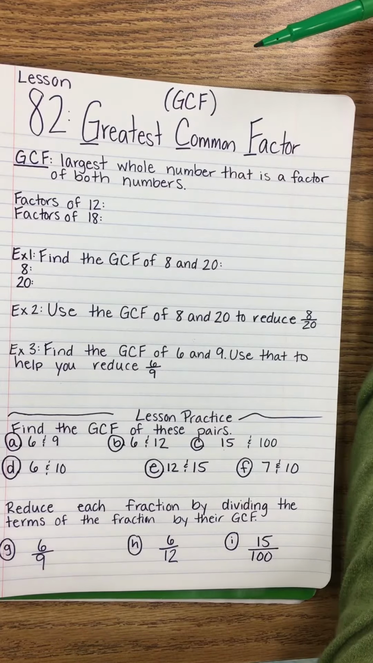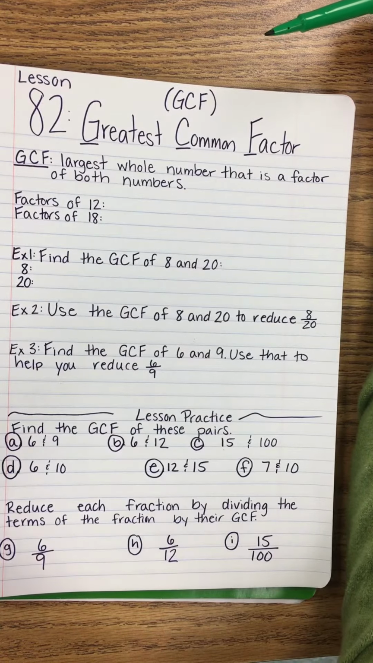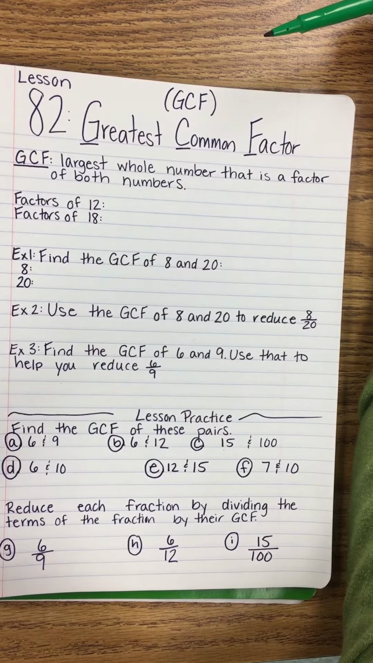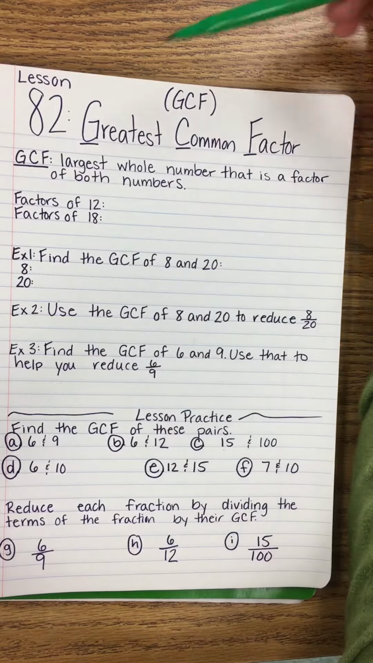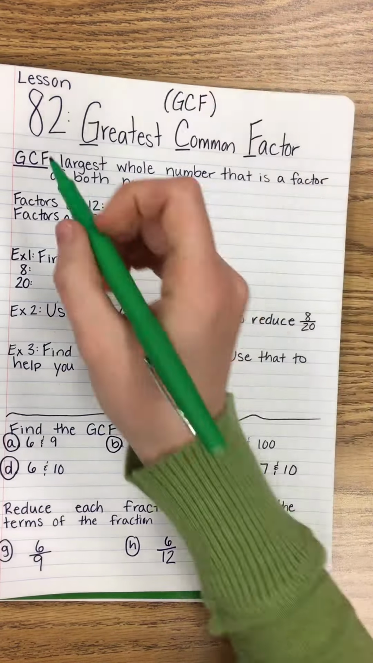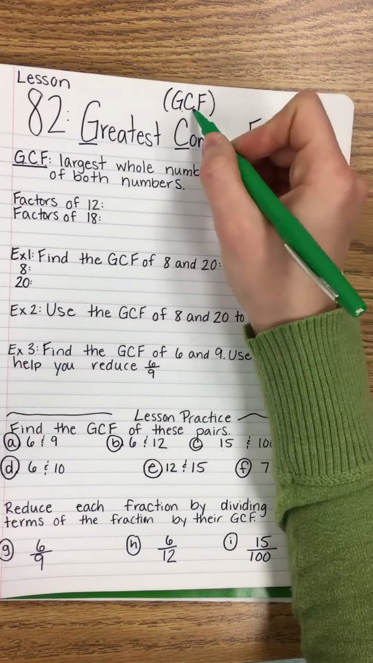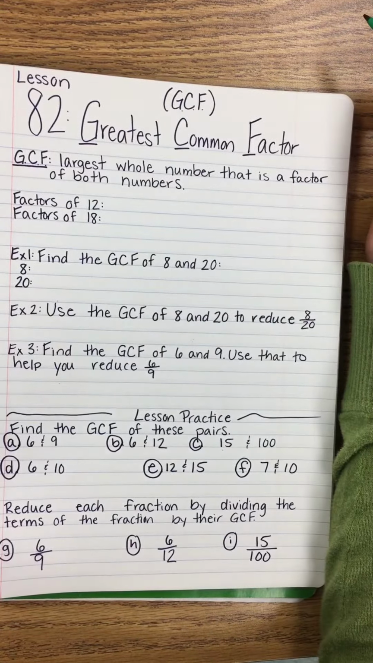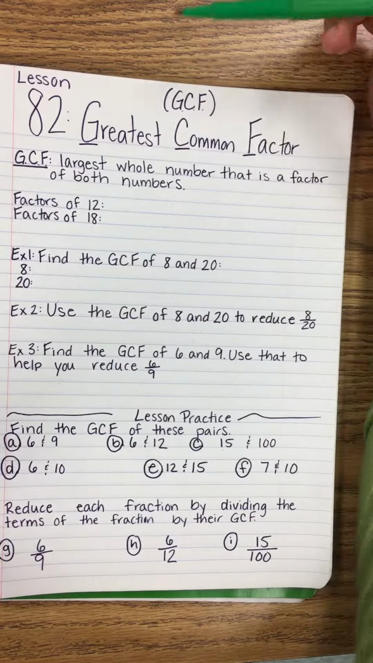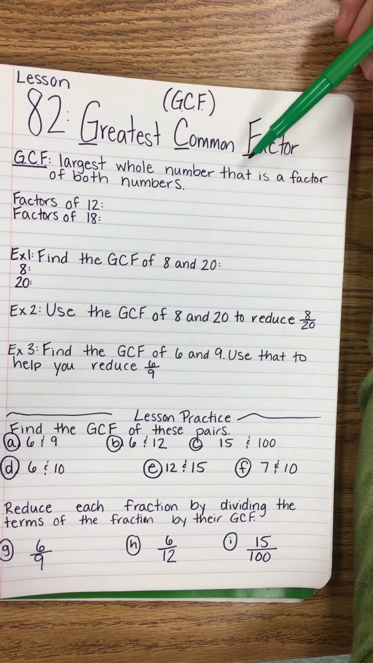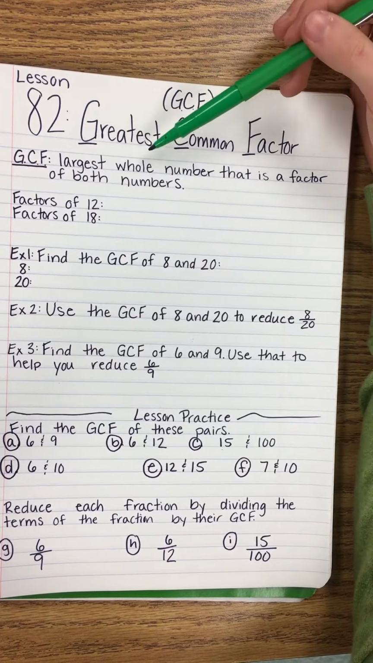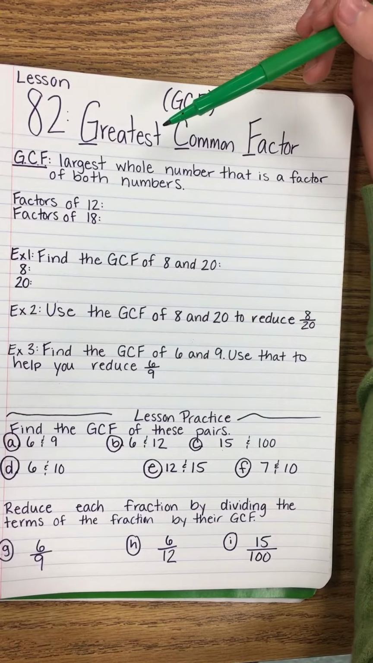The greatest common factor of two numbers is the largest whole number that is a factor of both numbers. The letters GCF are sometimes used to stand for the term greatest common factor. So since they each stand for something, put a period in between them. GCF, greatest common factor, which is the largest whole number that is a factor of both numbers. So let's try it out.